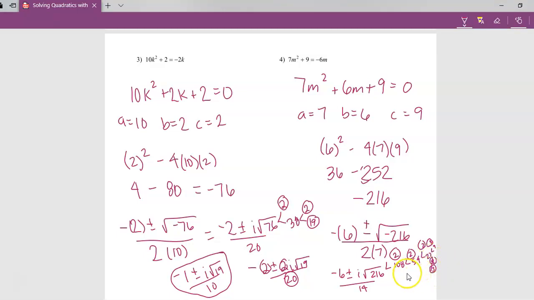So I've got two 3's and I've got two 2's. So I'm going to bring out 2 times 3, which is 6i. And then we have still one 2 and one 3 left underneath, which becomes a 6 underneath. And underneath here we have a 14. So then it looks like for 6, 6, and 14, each of those three numbers have a common factor of 2. So that would give me, I'm coming back up here to write my answer, negative 3 plus or minus 3i square root 6 over 7.